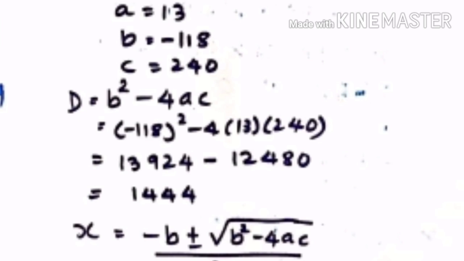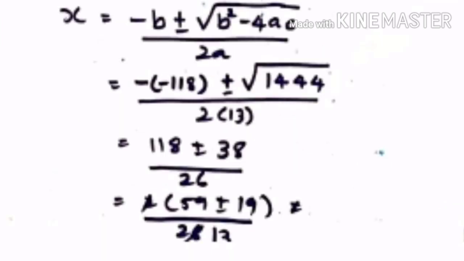1,444. Now I place our formula x is equal to minus b plus or minus under root b square minus 4ac upon 2a. Now you can see students that every time I am finding my b square minus 4ac separately, and then I put the square root in the formula. That is more convenient to get your correct answer.